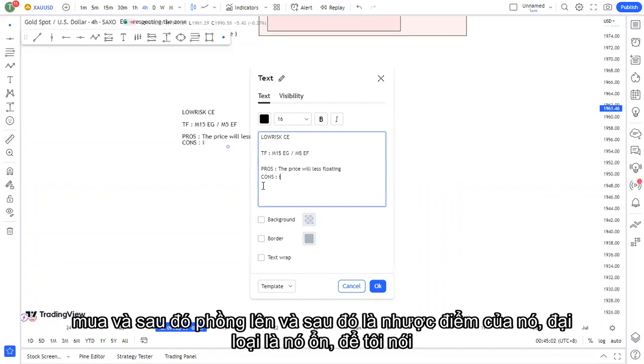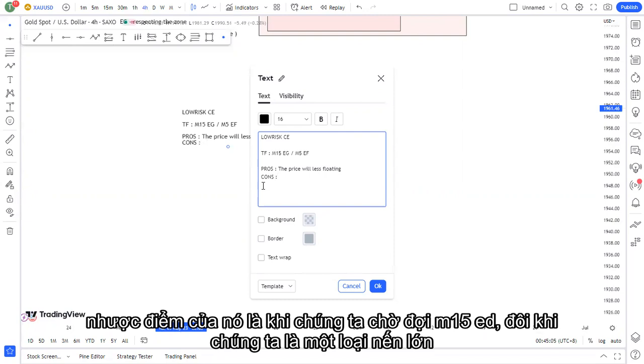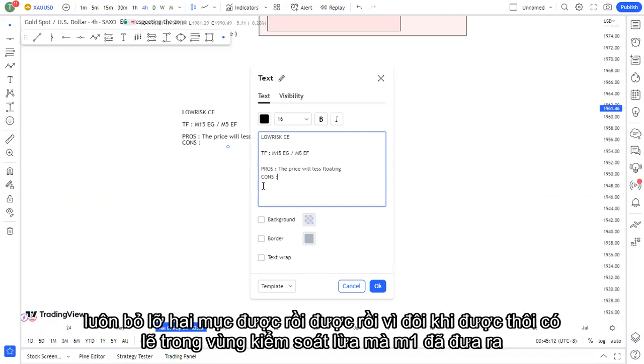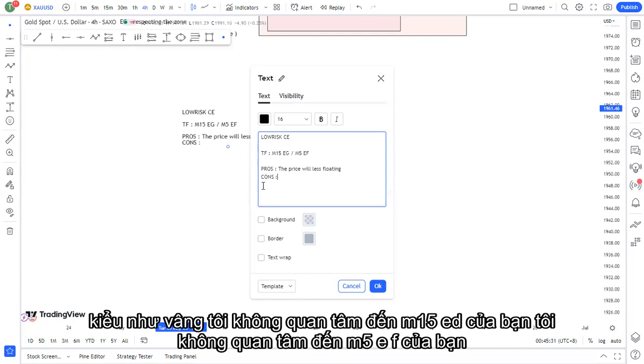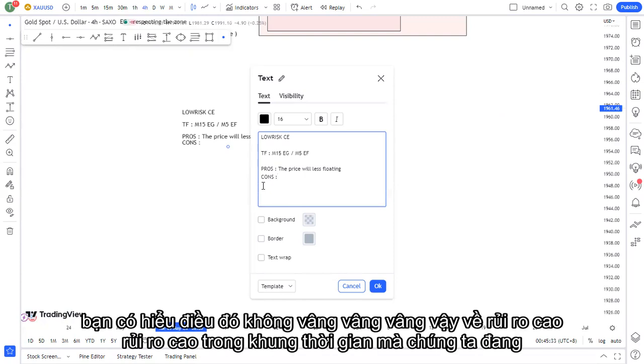The con is that when we are waiting for the M15 EG, which is a kind of big candle, we sometimes miss entries. Maybe in that trade control zone M1 gave the entry, but there is no chance for the M5 EF or M15 EG to form, and the price just goes up without caring about your M15 EG or your M5 EF. Do you understand it? Yeah, I understand.